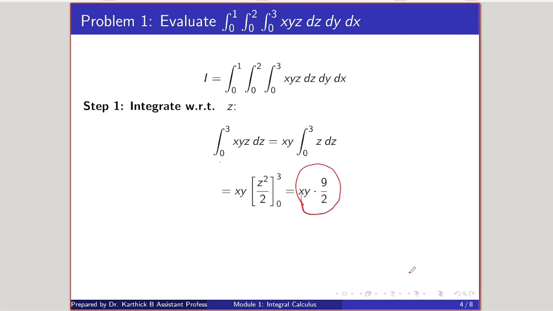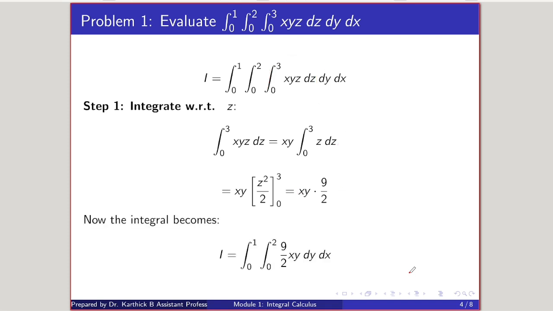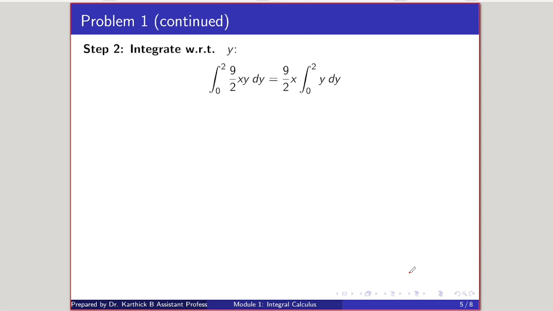For our convenience, I am taking the inner integral alone first. Now we have the value xy times 9 by 2. Next, we will substitute it into the given function in place of the inner integral. Then we will go for the evaluation with respect to y. Now I have substituted the value and I am going to integrate with respect to y. With respect to y, 9 by 2 is simply a constant and x will remain a constant. So we will integrate y dy, which gives y squared by 2.